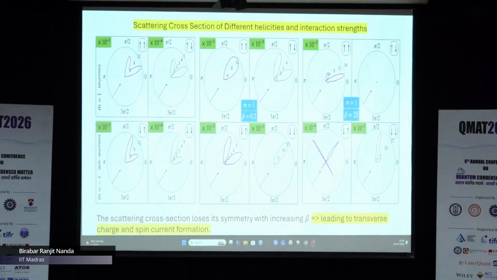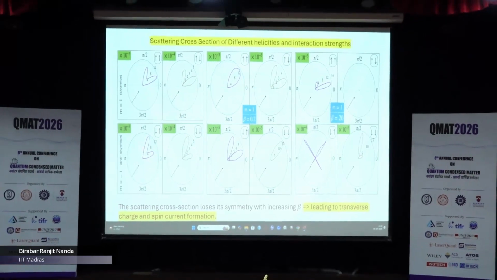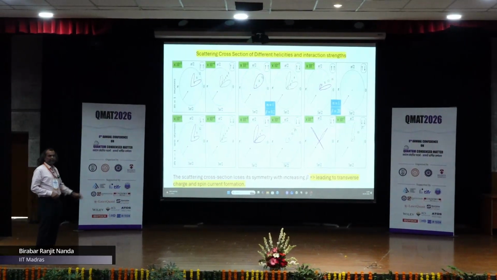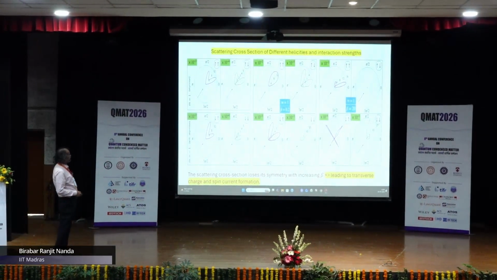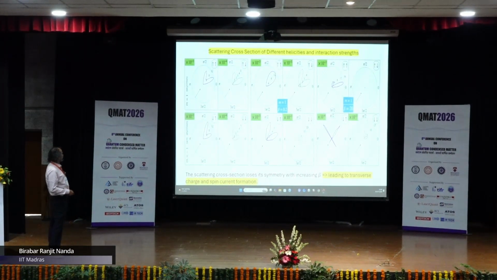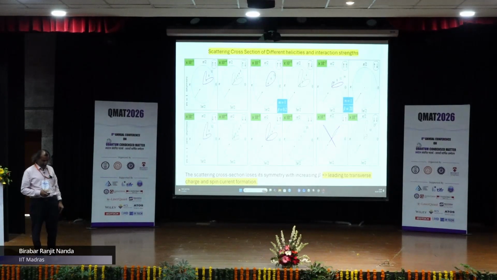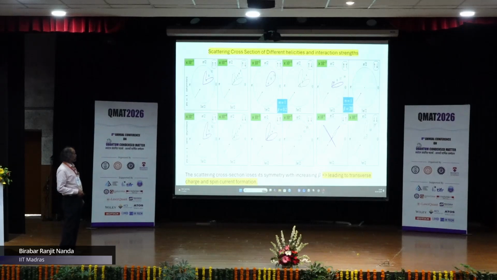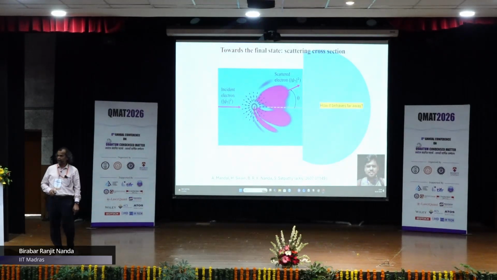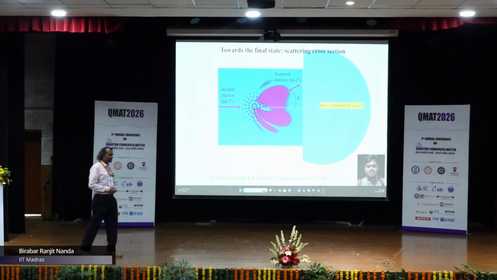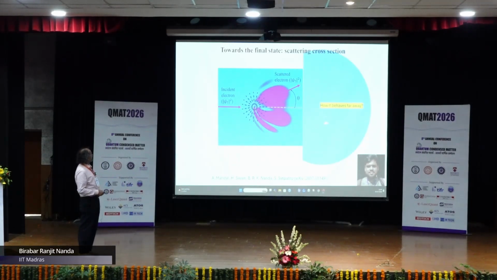More than that, when we looked at the scattering cross-section, it lost its symmetry as we increase beta, meaning as we decrease the kinetic energy. And the loss of symmetry indeed creates a transverse charge and spin current in the system, which nowadays everybody is looking for in quantum technology. Now, if I have one minute, I'll just try to tell you what we are now exploring.